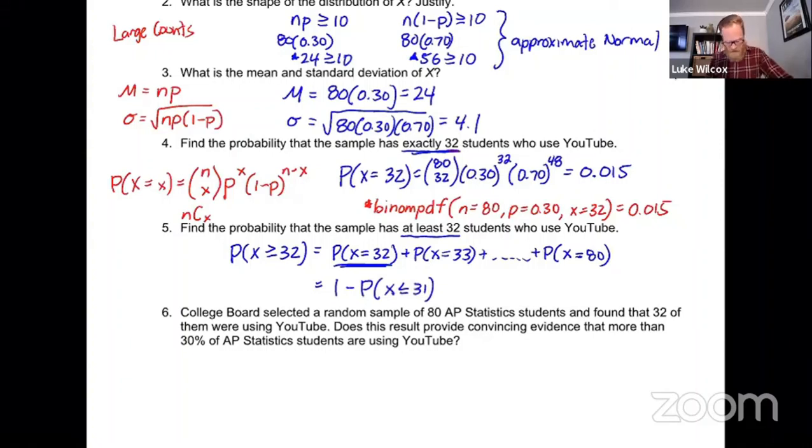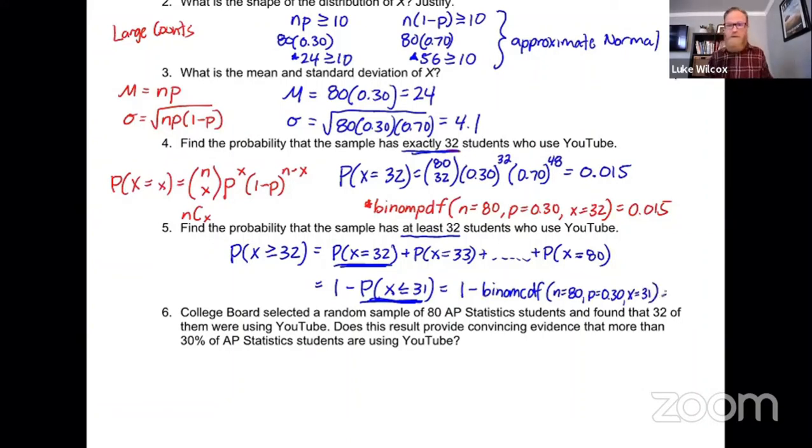Now, x less than or equal to 31 is where we're going to use the calculator function. So let me just set this up for you, and then we'll jump to the calculator to see what the answer is. We're going to do 1 minus, but this time we're going to use binomial CDF for cumulative distribution, because it's the cumulative probability all the way up to and including 31. And remember, we would have to indicate our values here. So n equals 80, p equals 0.30, and x equals 31.